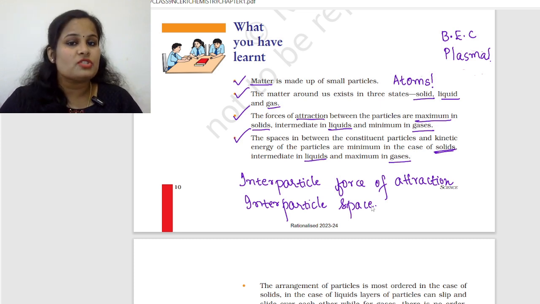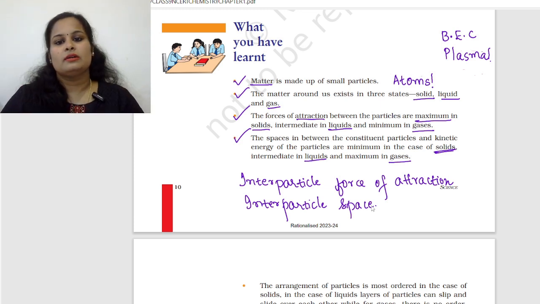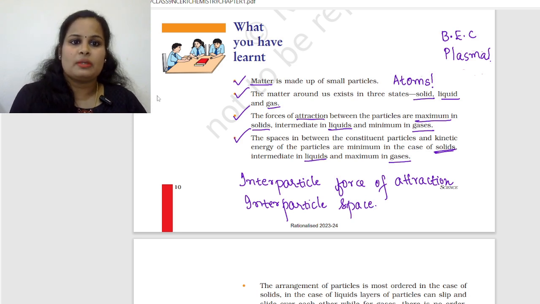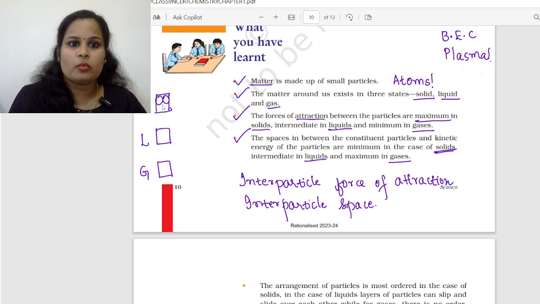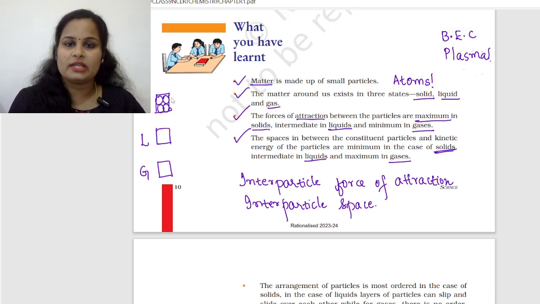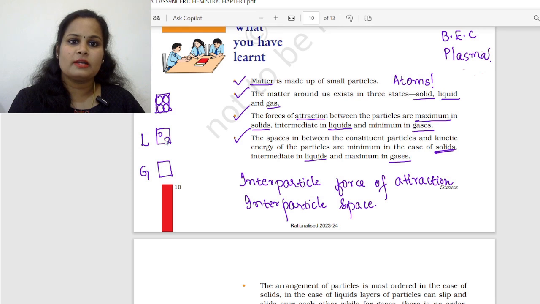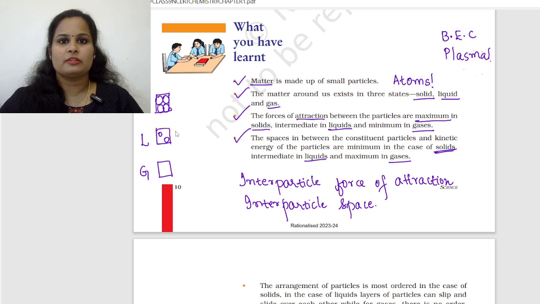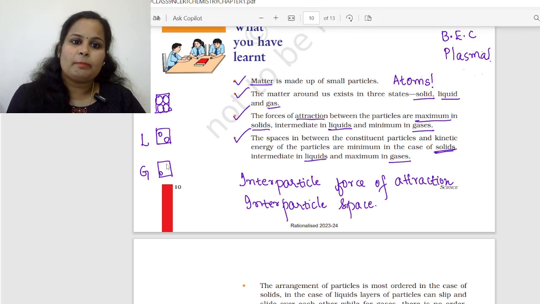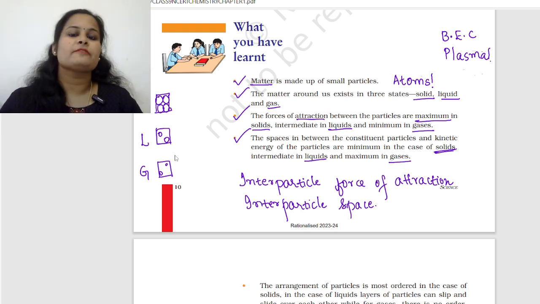The force of attraction is the least in case of gases, so the particles have very much space between them. Suppose I'm taking this as a solid, this as a liquid, and this as a gas. In solids, the particles are very well packed, closely arranged. So the space is less and the force of attraction is more. In liquids, the particles have intermediate force of attraction, and the space is a little bit more when compared to that of solid. But in gas, the particles have entire freedom of movement.